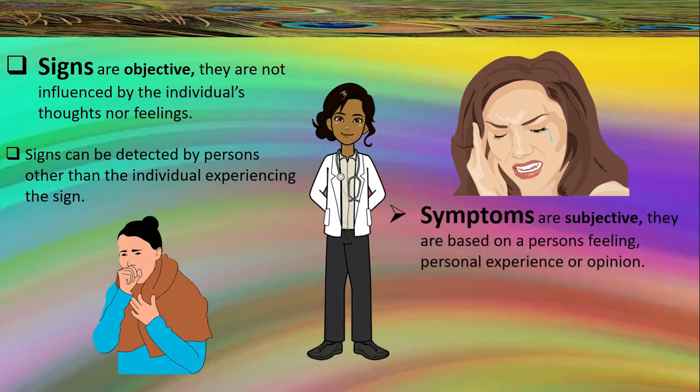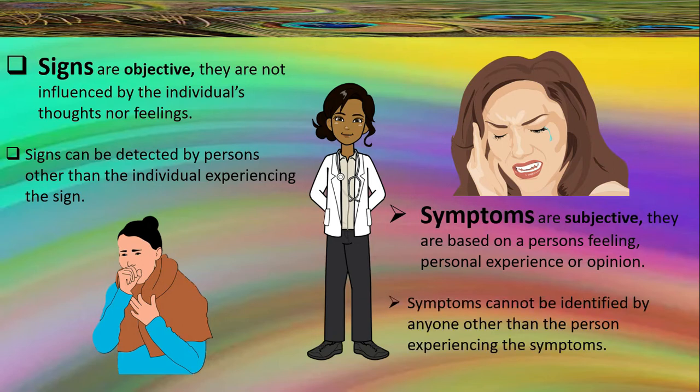However, there are also symptoms. And symptoms, we say that they are subjective. They are based on the person's feeling, personal experience, or very well might be the person's opinion. Symptoms cannot be identified by anyone other than the person experiencing the symptom.